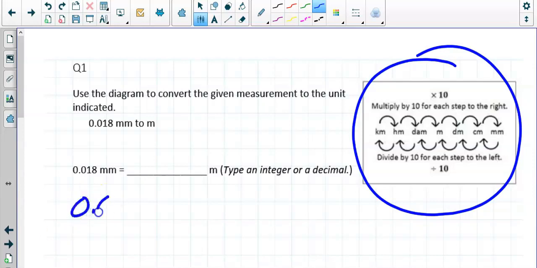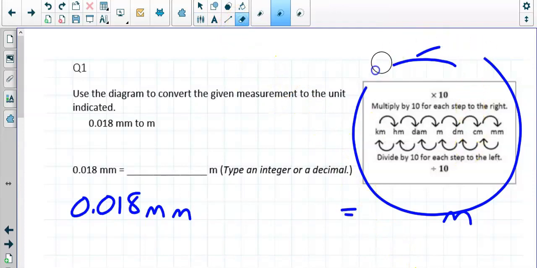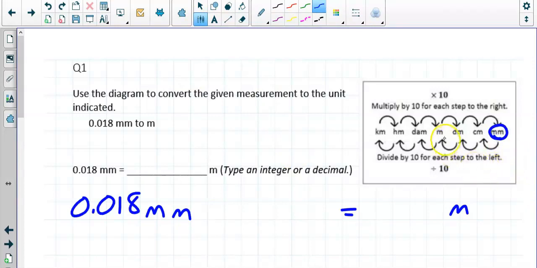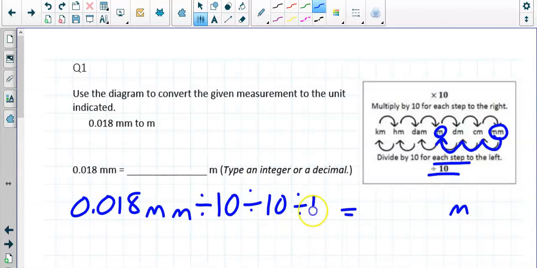So 0.018 millimeters, and we're going to convert that into meters. Okay, let me go ahead and erase my blue circle real quick so that way you can see my labels. And we're going to convert that to meters. So you are going from a small value to a large value. So we are moving left, and we are moving left 3 steps, and for each step divide by 10. So we're going to take this number and divide it by 10, divide it by 10, divide it by 10.